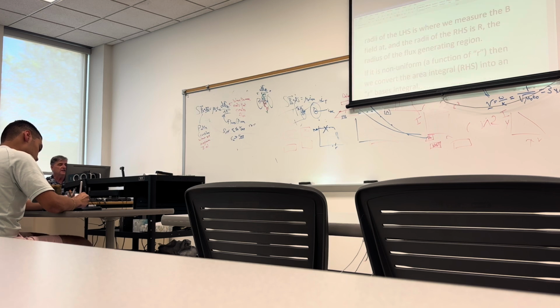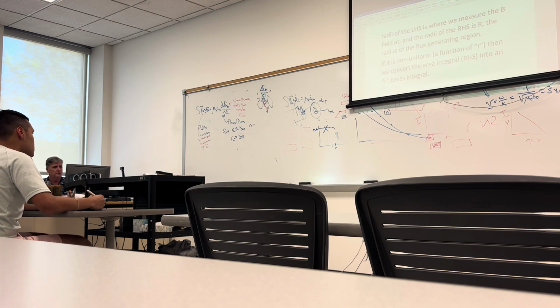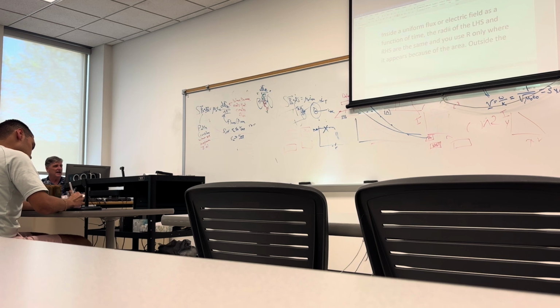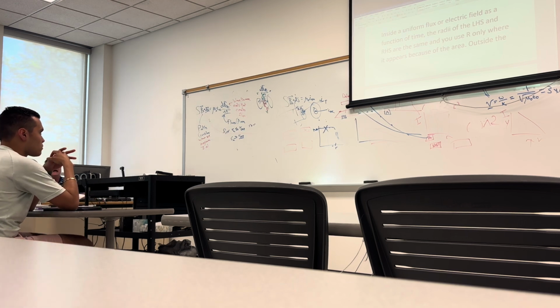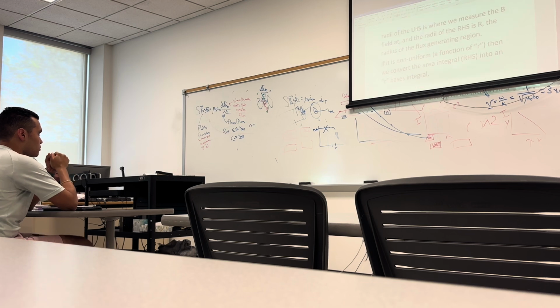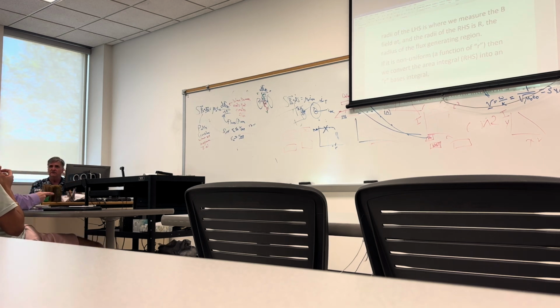Outside, the radius of the left-hand side is where we measure the B field, and the radius of the right-hand side is R, the radius of the flux generator. It's actually a little smaller. So inside the uniform flux or electric field as a function of time, the radii of the left-hand side and right-hand side are the same, and you use R only where it appears. Outside, the radius of the left-hand side is where we measure the B field, and the radius of the right-hand side is capital R, the radius of the flux generating region in total, because lowercase r is greater than uppercase R.